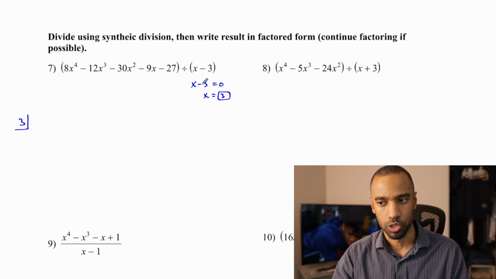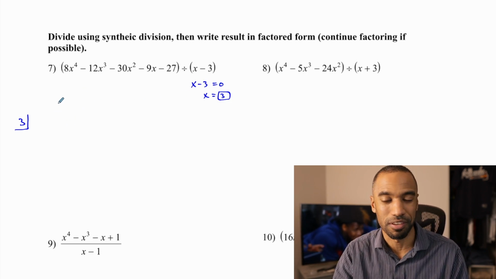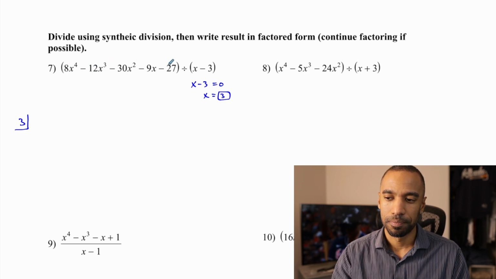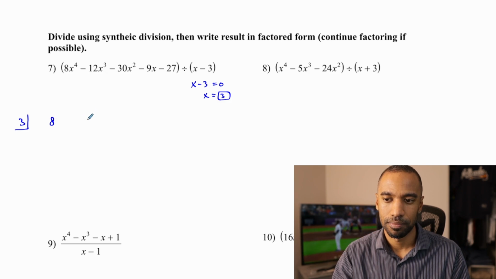That root. There's a reason why it's that number. I don't know if I can explain it based on what we're going to do. We'll see if I can. I'm now going to take every term here in the OG dividend, and I'm going to write out the coefficients and the constant term out here, like 8, negative 12, negative 30, negative 9, and negative 27.